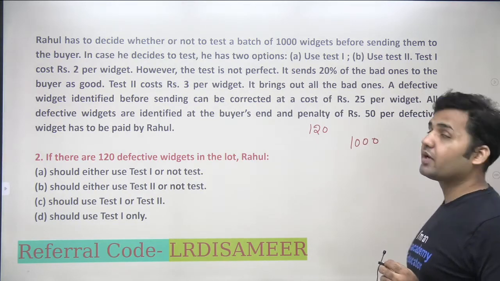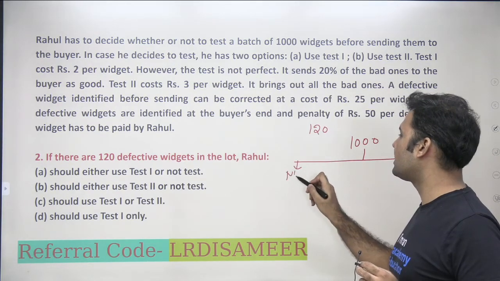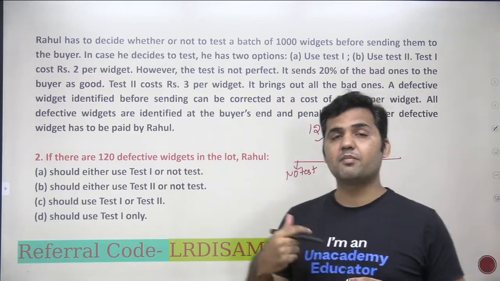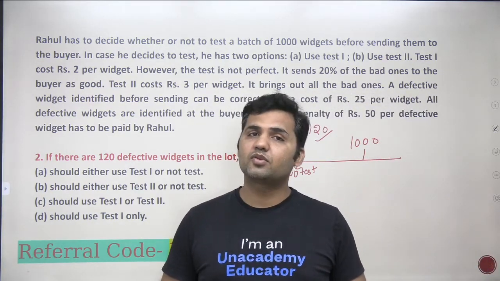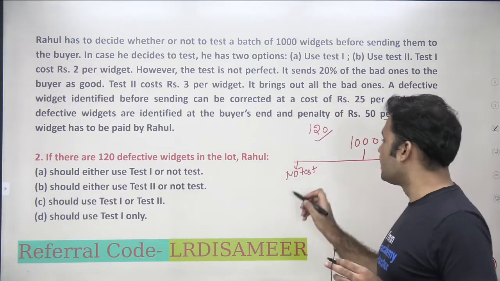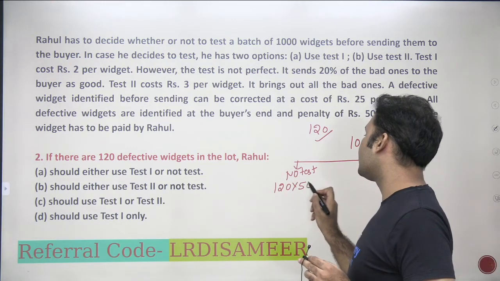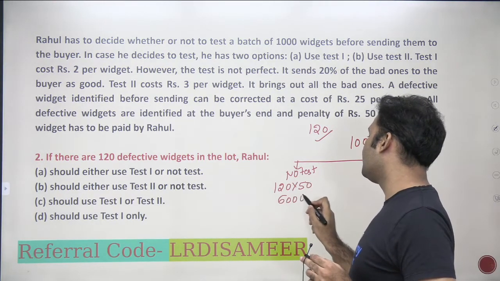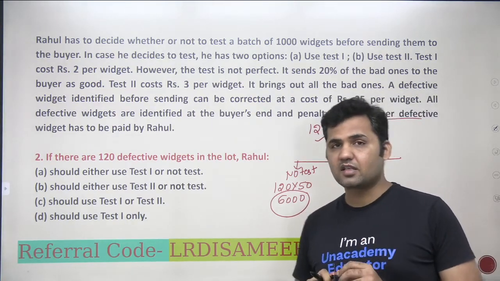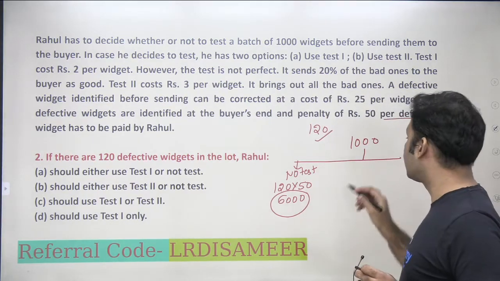What is the amount of money Rahul will be spending? First option is no testing. No testing means all these defective widgets will be identified at the buyer's end and Rahul will have to pay the penalty, and the penalty is 50 rupees per defective widget. So in the case of no testing, Rahul's expense is 120 into 50, that is 6,000 rupees. That means this will decrease his profit by 6,000.